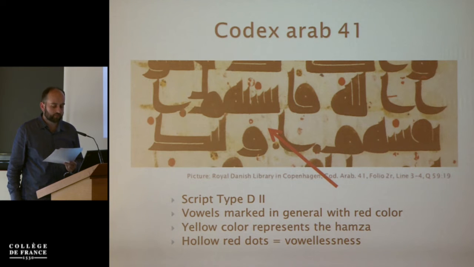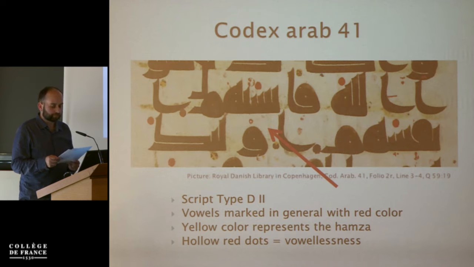In the Danish manuscript, few diacritic dots are used, mostly the letter nun. At the moment, it is unclear why the diacritic dots in these manuscripts are added in some cases and left out in others. Apparently, only one reading system is present in the manuscript, as only the red color marks most of the vowels. The yellow color represents the Hamza in this manuscript.